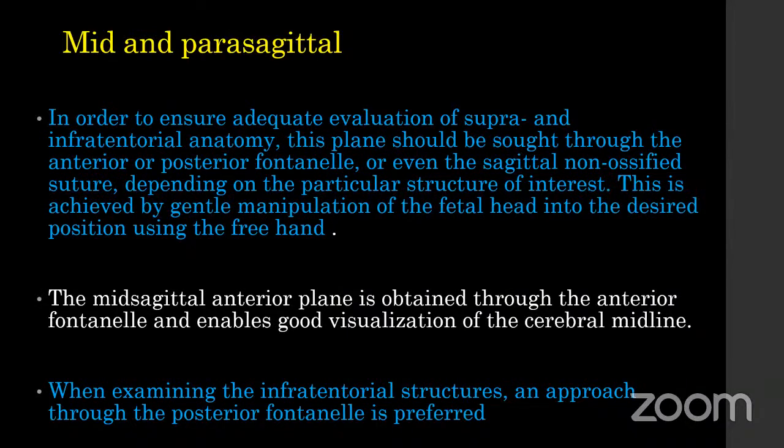For the anterior aspect, you go through the anterior or posterior fontanelle, or even through the non-ossified suture, depending on the area of interest. Again, you need to have gentle manipulation. At times, when you're doing a transvaginal scan, you need to push a little bit with your free hand so as to fix the head. The mid-sagittal section is obtained not only anteriorly, it's also obtained through the posterior fontanelle. But yes, if you're evaluating infratentorial structures, it's always the posterior fontanelle which is preferred.